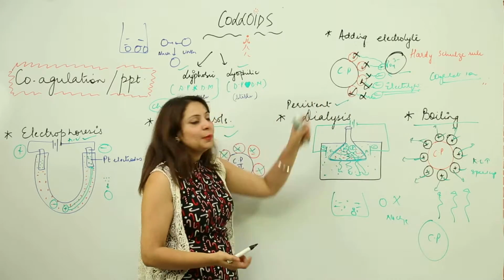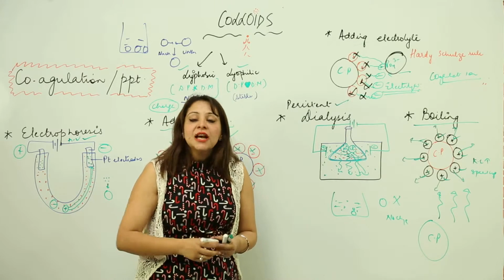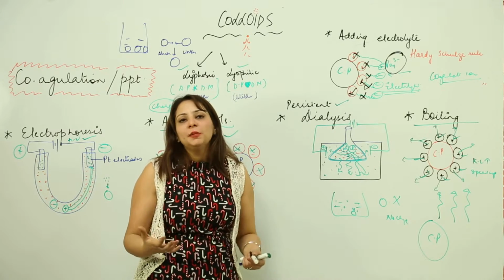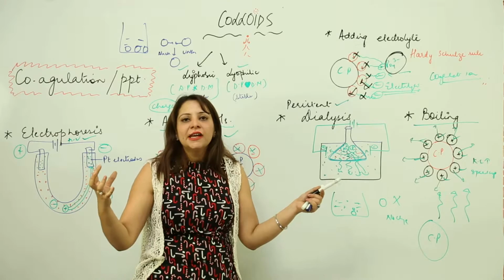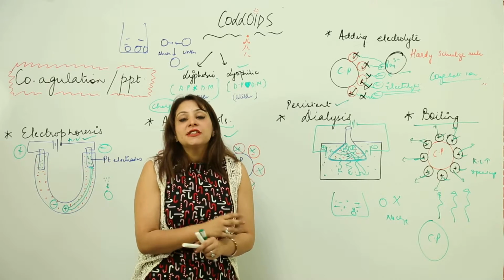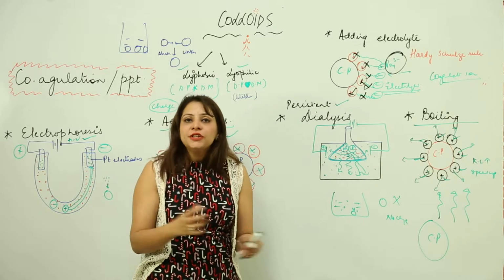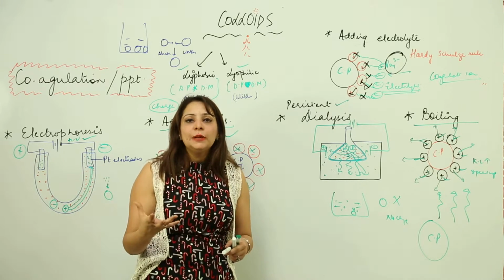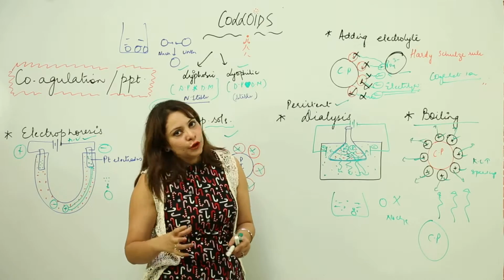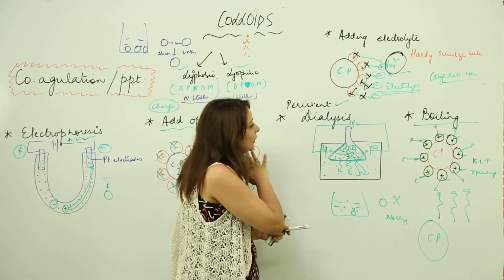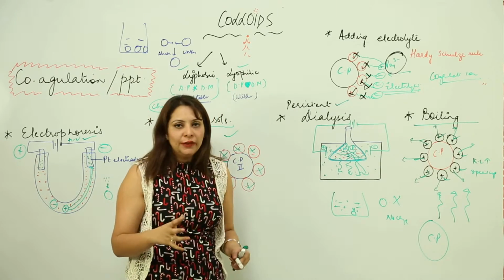So that means the colloidal particle will now become uncharged, and we know that the moment they become uncharged, they start coming towards each other because they don't have affinity for the dispersion medium. And when they approach each other, they fuse into each other and form a bigger particle that settles at the bottom. So that means by any of these methods, we can coagulate the sol.